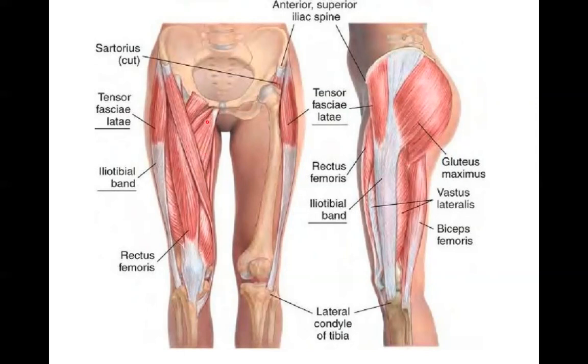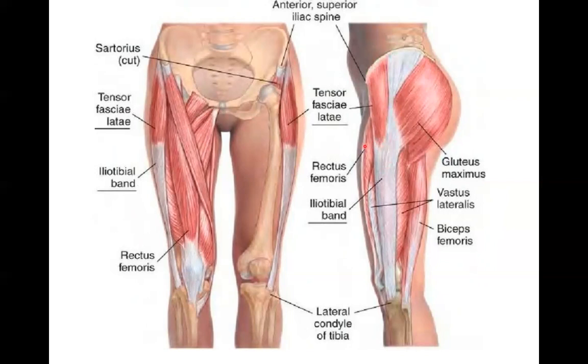This is adductor longus right here, obscuring adductor brevis. And then this piece right here is the pectineus muscle. Viewed from the lateral side, you can see the Tensor Fasciae Latae and Gluteus Maximus with a common insertion on the IT band.